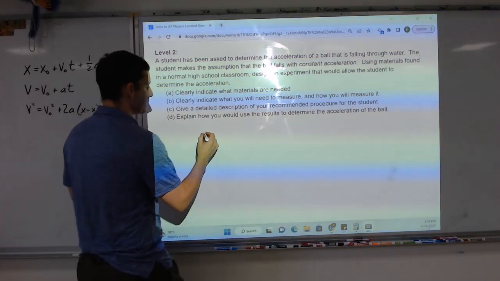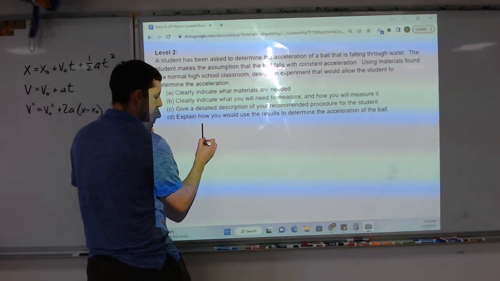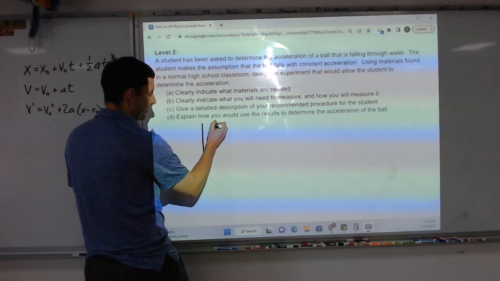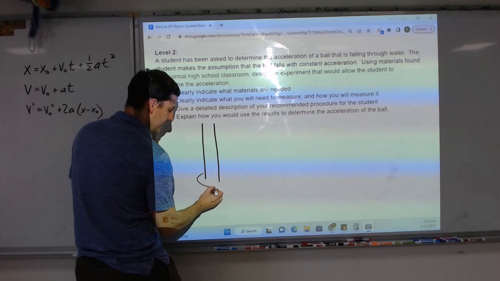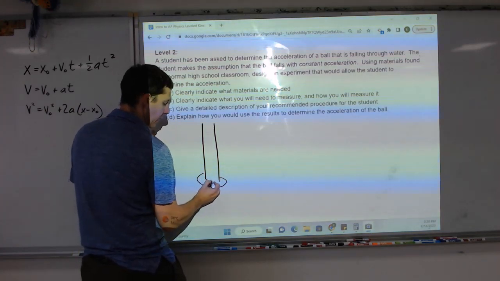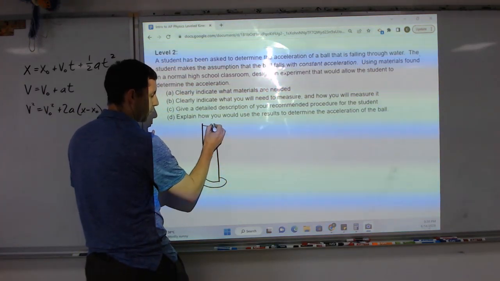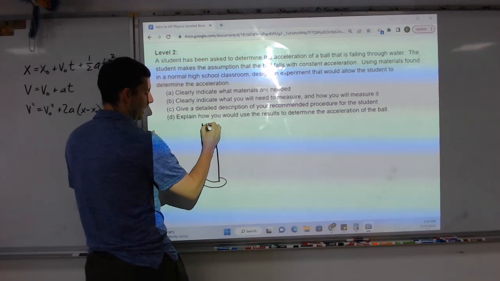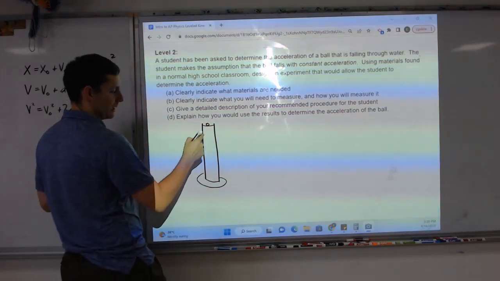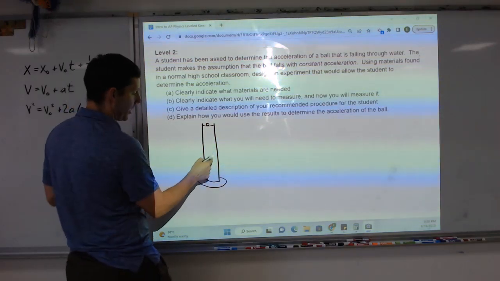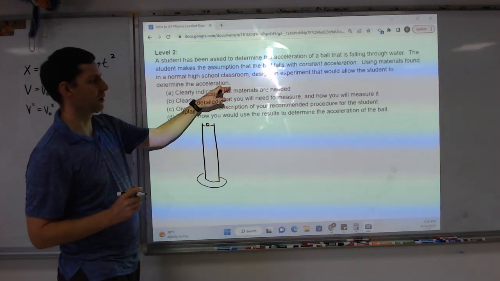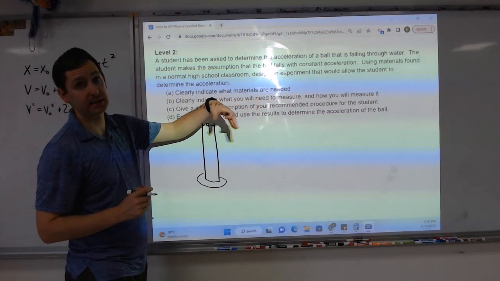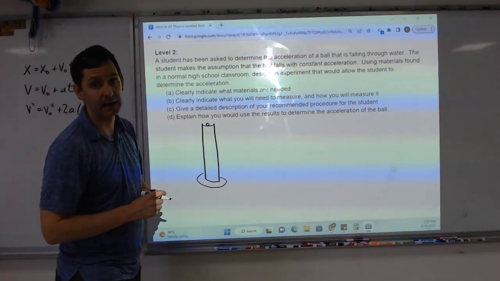So perhaps we use, and you guys probably use these in chemistry, some kind of graduated cylinder, right? And the graduated cylinder, we can fill that up with water, and then we'll take the ball. And so we need a graduated cylinder, we need water, we need the ball, and we need whatever, I guess in the next part, it's asking us what are we going to measure and how are we going to measure it.